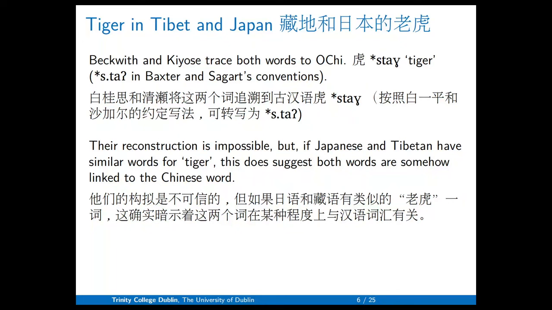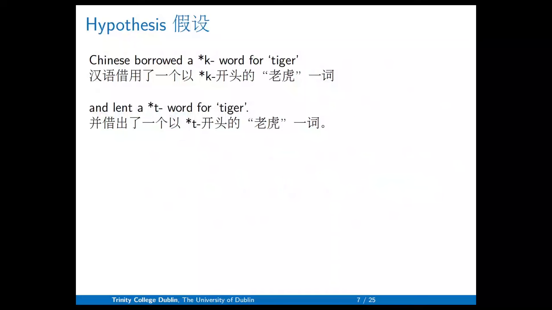So I'm going to work on the hypothesis that the Chinese borrowed a word like kla, and then they loaned a word like stag or tora. That seems to be, in some ways, the null hypothesis, because tigers are probably oldest in Mon-Khmer or Southeast Asian languages. So maybe Chinese borrowed kla and then lent something with the T. That's my hypothesis, and then we see whether I can get it to work or not. That's the rest of the paper.